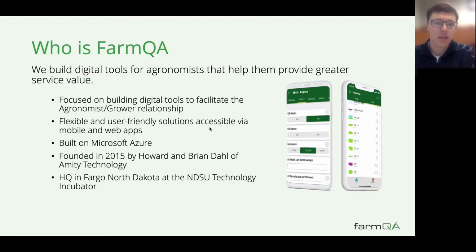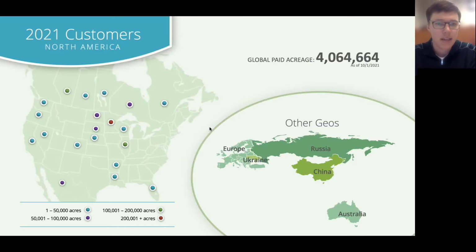And today we're touching on the mobile side. A little bit more about us as a whole. We do cover currently 4 million acres, a little bit over that. Primarily in North America, we are doing some international business as well. You can see the pins represent the acreage covered in the region throughout North America.